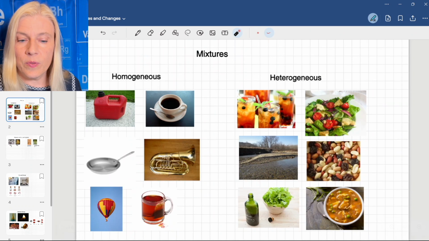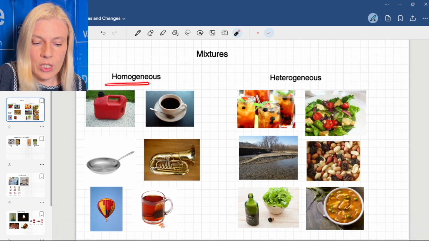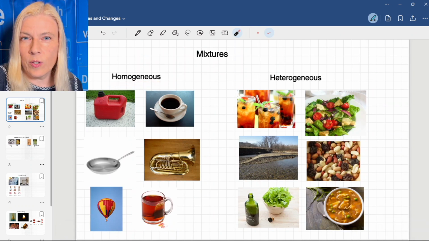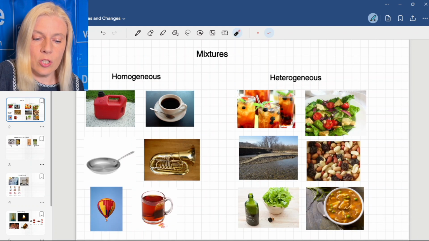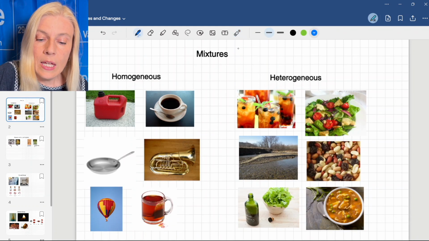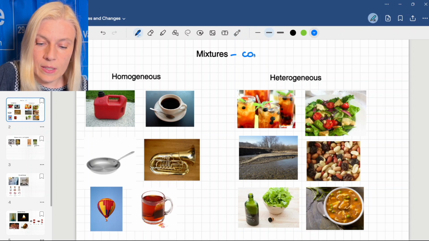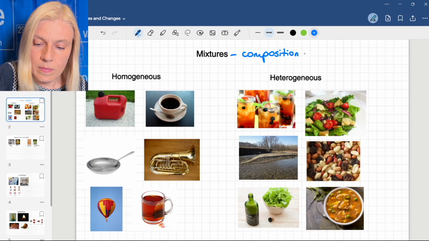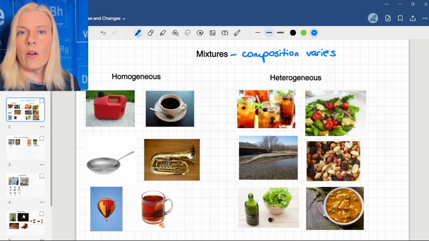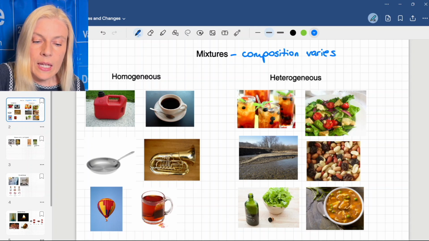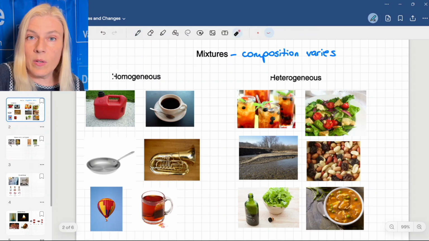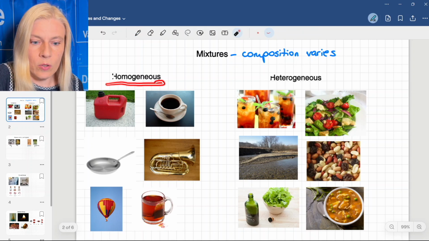Mixtures can be one of two things. They can be homogeneous, which is uniform throughout, and heterogeneous, which is different. So remember, mixtures, well, how do you know it's a mixture? Composition varies. Okay, so let's think about this. Let's talk about homogeneous mixtures, which are uniform throughout, all uniform.